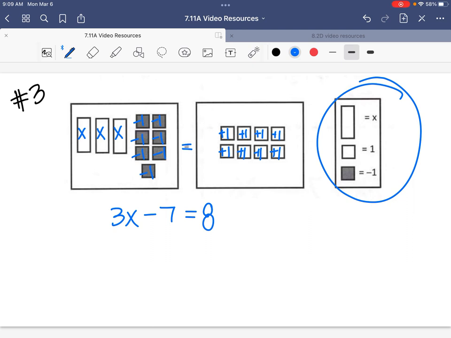Now we can use the picture, or we can use the equation that we just developed to solve it. And so I know that my goal when solving an equation is to isolate the variable, which means to get the variable all by itself. So I have 3 x's, but really I only want to find out what one of them is. And right now I have 7 negatives on the same side as the variables. So I want to do the inverse operation of that, or I want to create 0 pairs. So right now, these are all negative. So the inverse of that would be to add 7 positives.